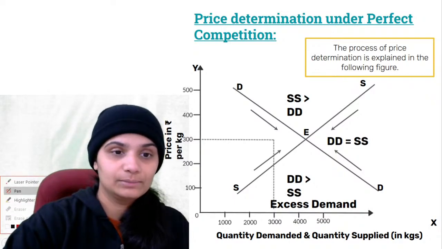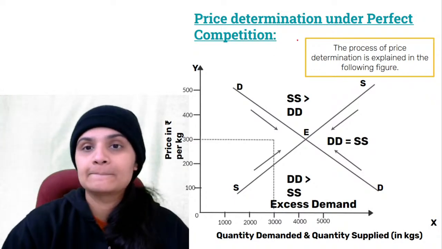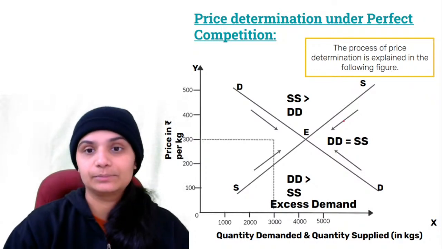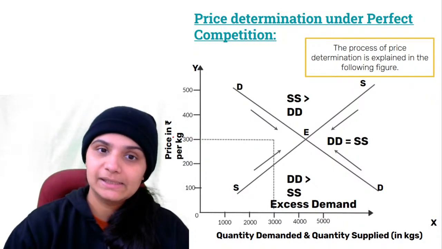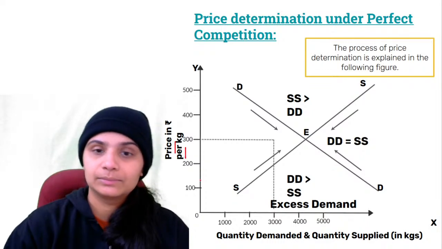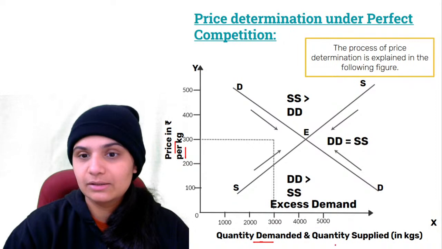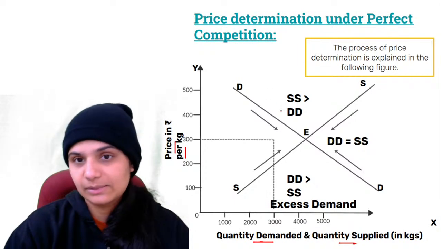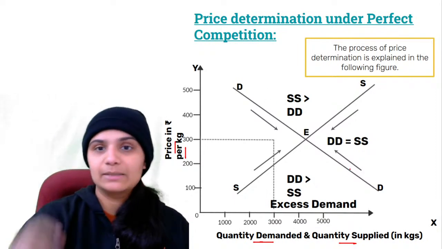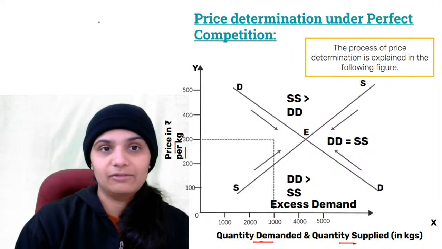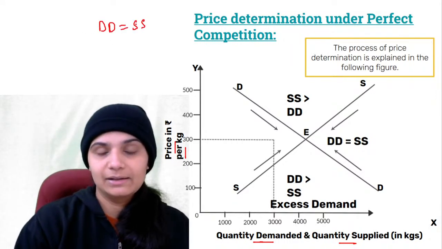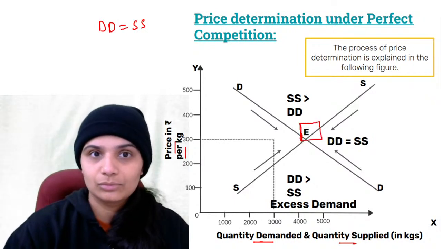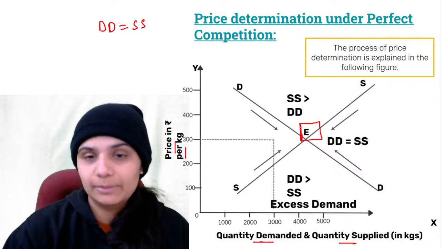Look at this diagram. The process of price determination is explained in the following figure. Here, price in kg, demand, quantity demanded and quantity supplied. This is my supply curve, this is my demand curve. Wherever my demand equals supply, wherever my DD equals SS will be my equilibrium.